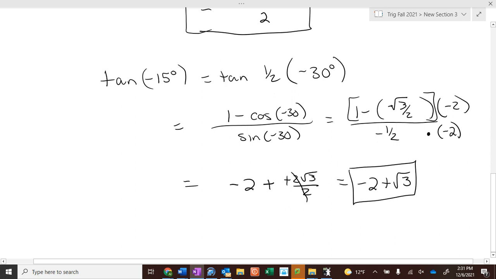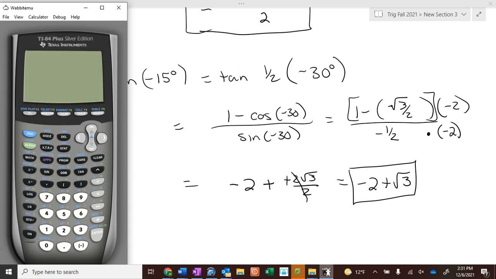Now, kids, is there a way to check our answer? Plug it into your calculator. Make sure you're on degree mode now because we're talking about degrees. And you go tangent of negative 15 degrees, and you get an answer. And you go negative 2 plus the square root of 3. Whoops. Square root of 3. And they match. If they match, you're good. Okay?